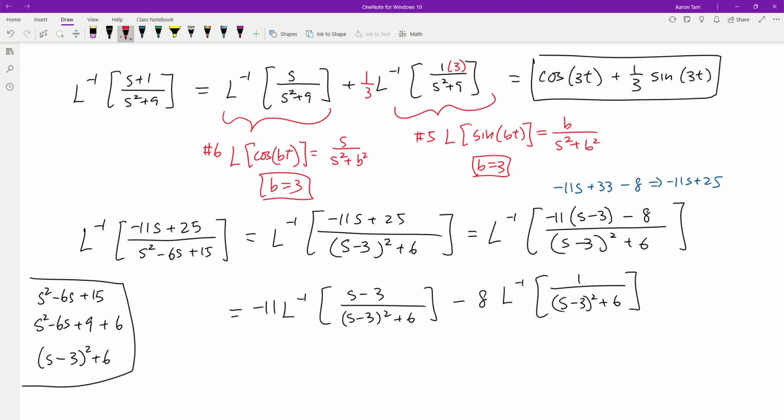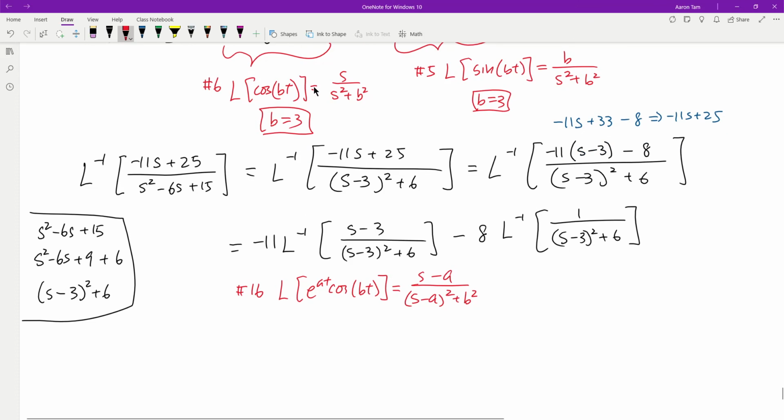And now it should be clear that for this first one right here, we're using rule number 16, which said that when I take e to the at cosine bt, the Laplace transform is (s minus a) over ((s minus a) squared plus b squared). So now it's just a matter of figuring out what a and b are. In this case, it should be pretty clear that a is 3 and b is radical 6, because we need b squared to be 6.